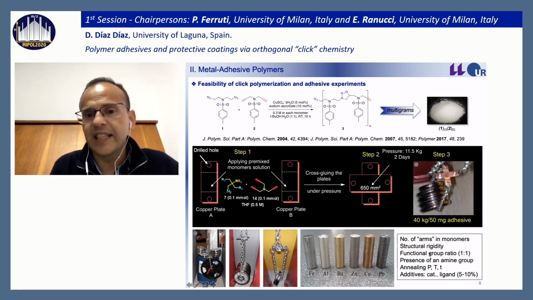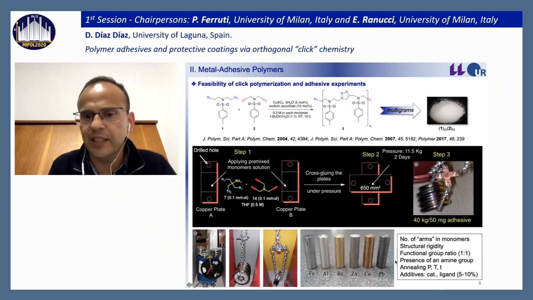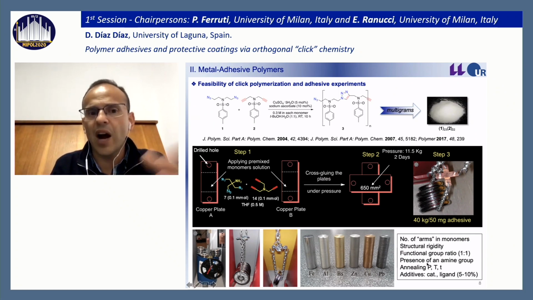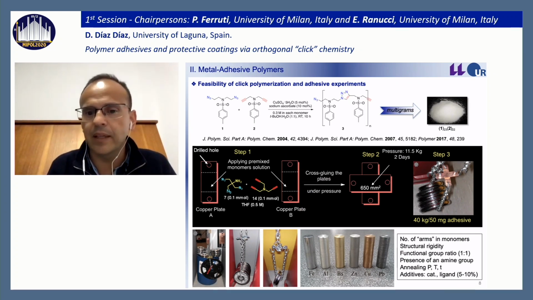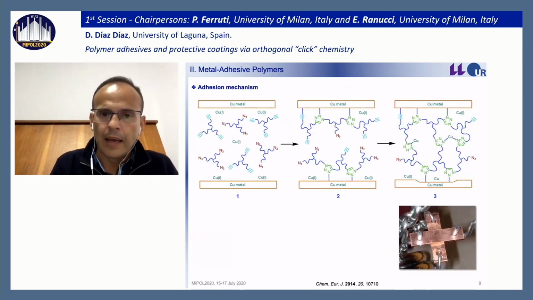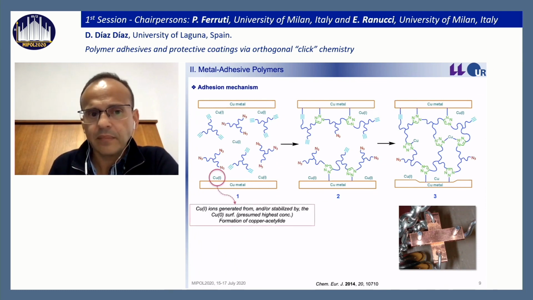And of course, there are a number of variables that I don't have time to discuss, but that are important and will influence the strength of that adhesive, right? Like, for example, the number of arms that we have in the monomers, the pressure, the temperature, the time, and so on. Now, if we look at what really happens between the plates, this cartoon shows you a little bit of the main steps.